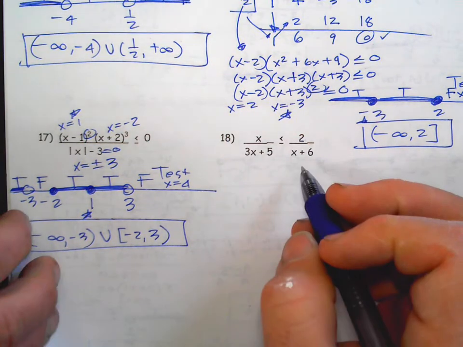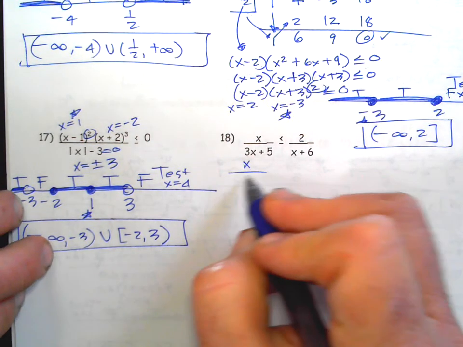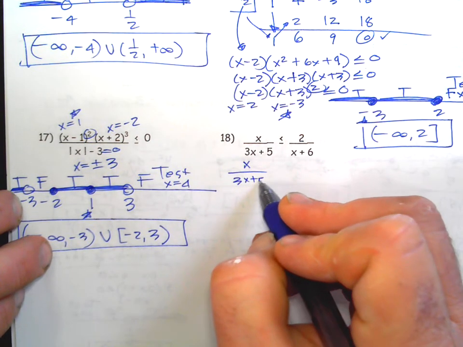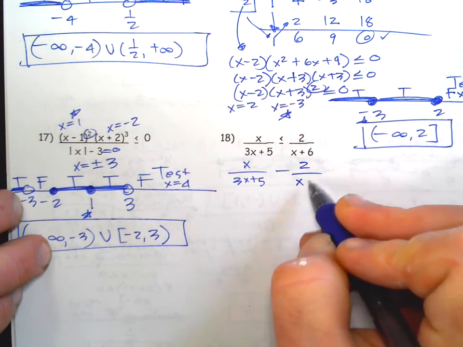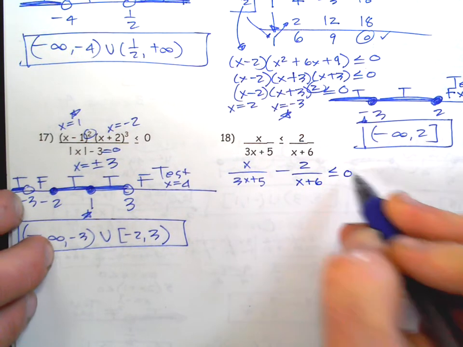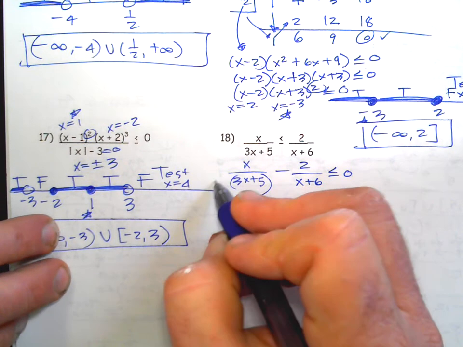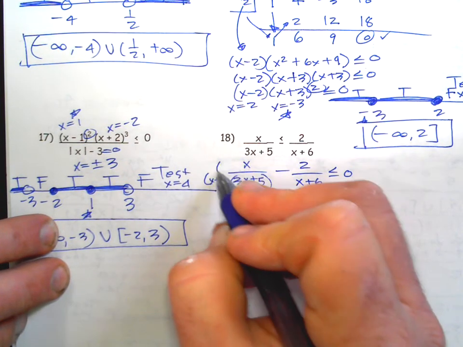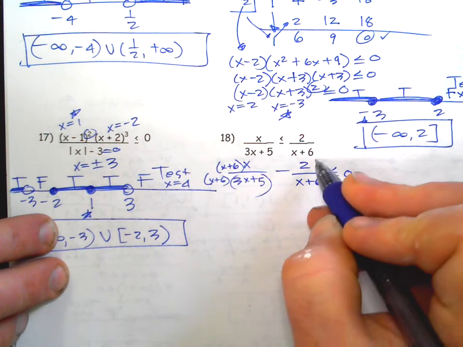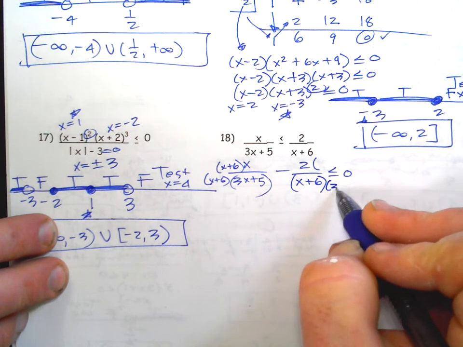Next one, you're going to have to do a bit of work because we got to get everything on one side equals 0. Do not cross multiply. Do not cross multiply. Everything on one side equals 0. Give them these common denominators. Write them down if you need to. If you don't, that's fine. Do it in your head. Just be careful.